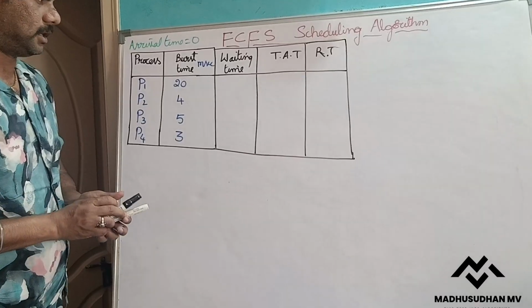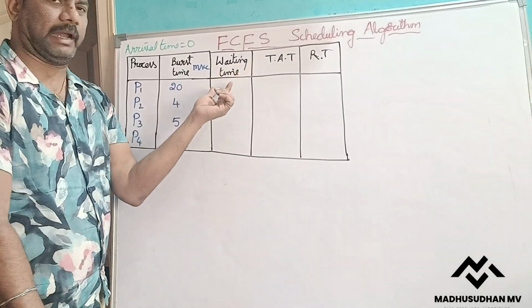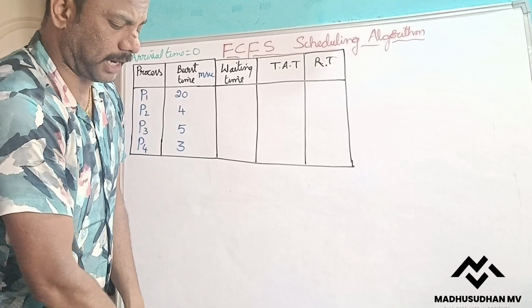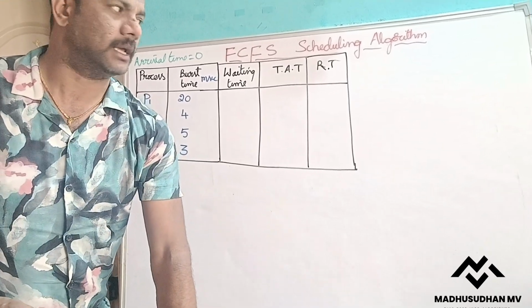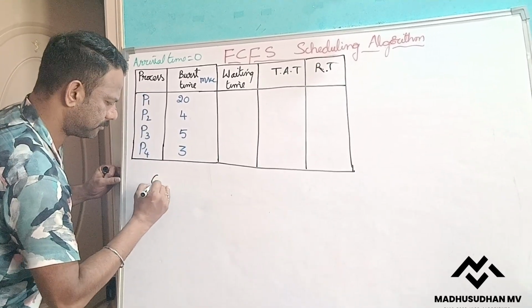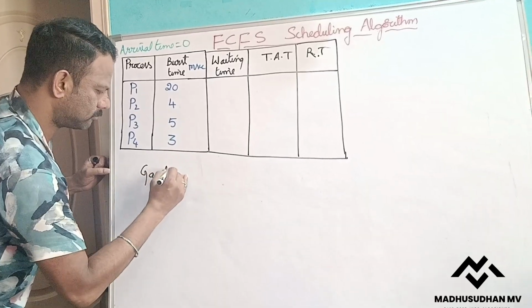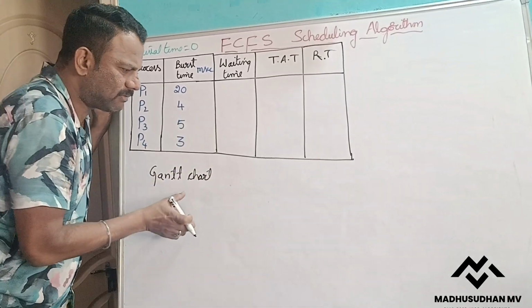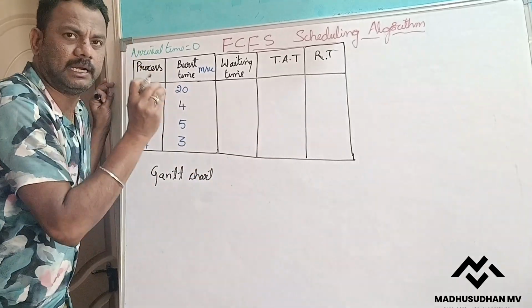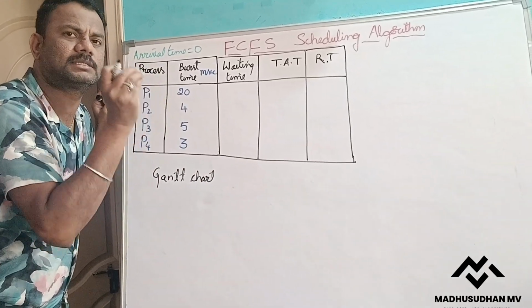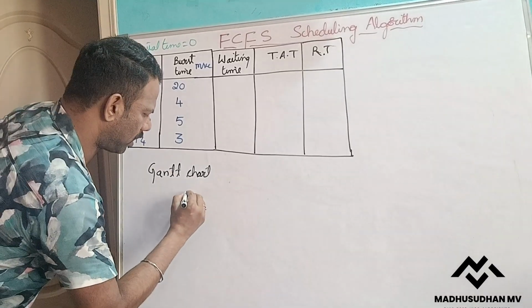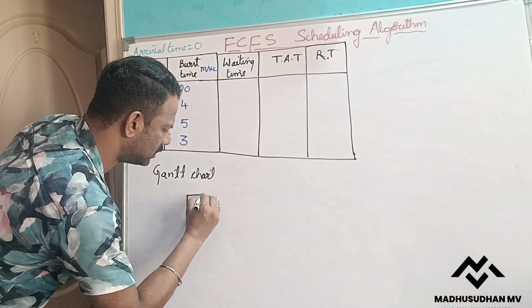Now let us see. In order to find the waiting time, turnaround time or response time, first we need to draw a Gantt chart. A Gantt chart is a horizontal bar. It indicates which process starts at which time and ends at what time. So now I will write it. Simply start like this.